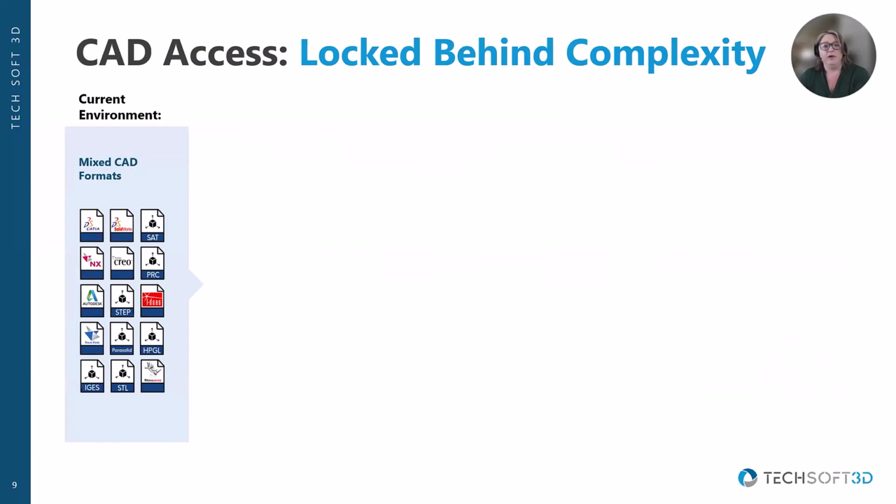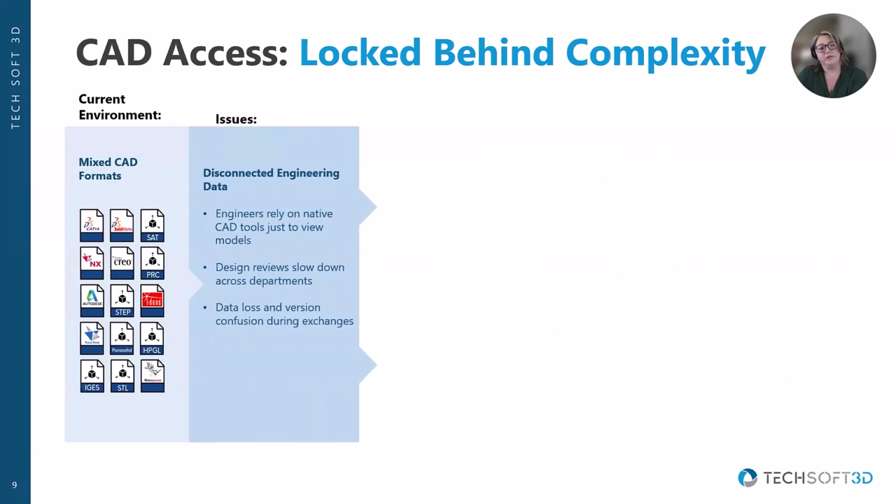Let's start by framing one of the biggest challenges we see across the manufacturing and engineering organizations. Many teams struggle, not because the data isn't there, but because it's locked behind complexity. CAD authoring tools were never meant for the average user. They're incredibly powerful, but also extremely technical, and that means most non-engineers can't access or use the data without help from someone who can. This creates bottlenecks and slows down the process across departments.